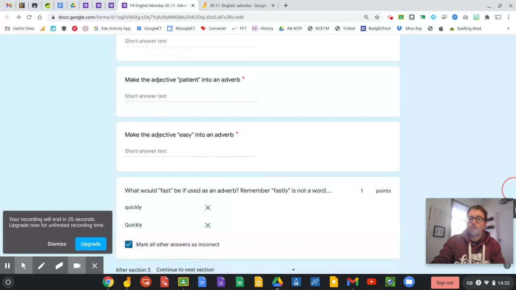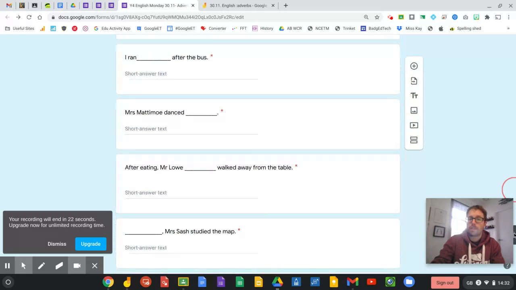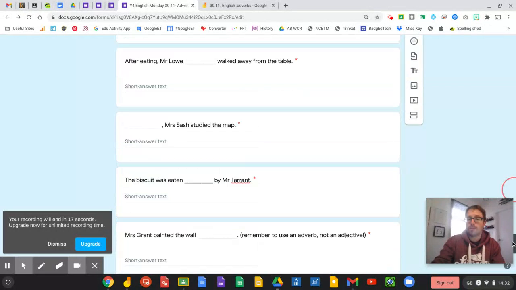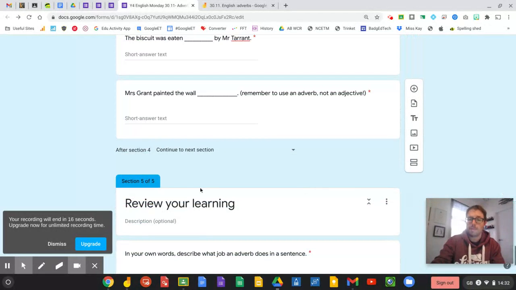And that's that one. And then finally, the very last bit is you've got some sentences with blanks in, and all I'd like to see you doing is put an adverb into those gaps to make some interesting sentences. That's your task today. Have fun with it.